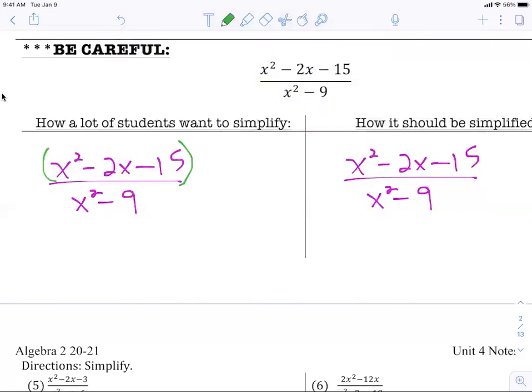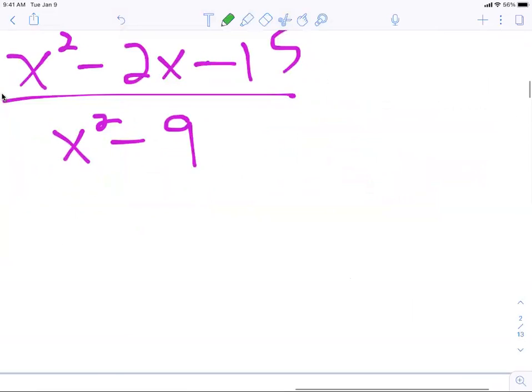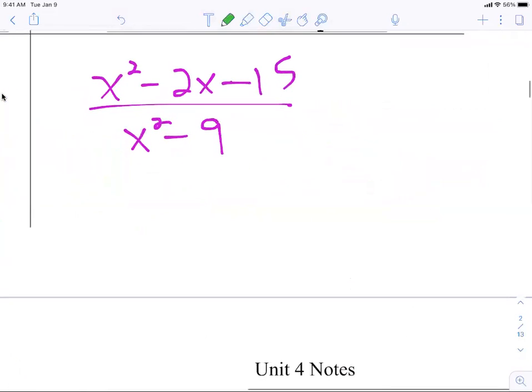The only way you could possibly cancel all of that out is either to break it up and factor it, or to find on the denominator another x squared minus 2x minus 15. Same thing with the bottom. If you want to cancel out that x squared minus 9, that means on the top there would have to be an x squared minus 9 somewhere in the numerator. And that's not happening.